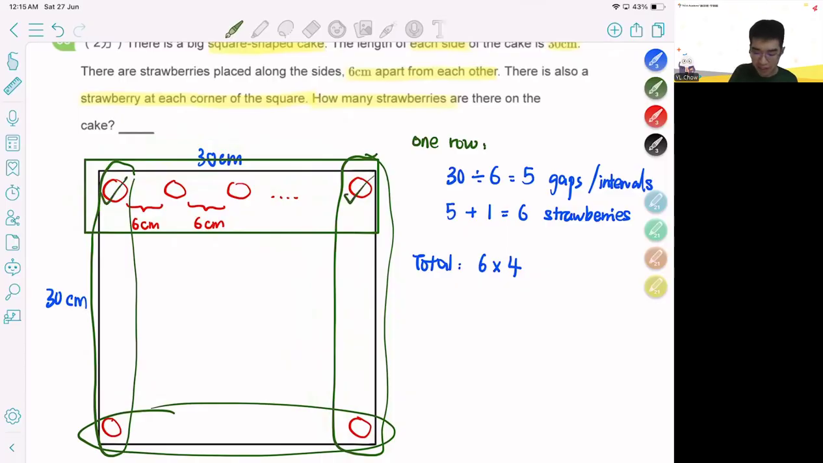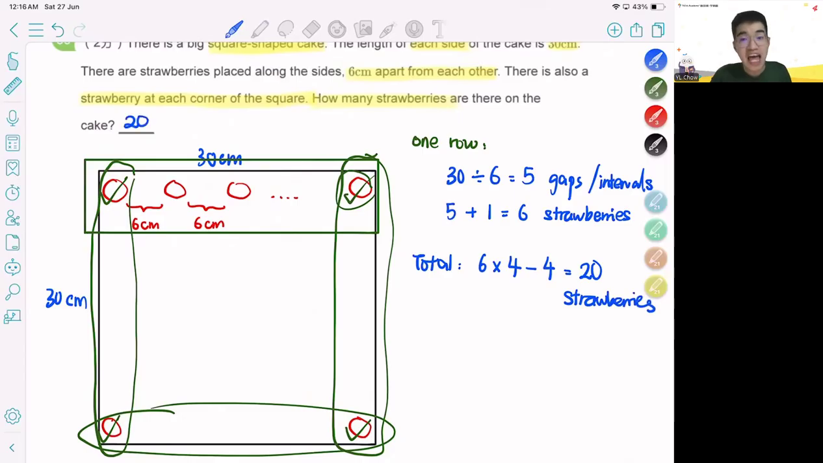Similarly, the strawberries here, here, and here are double counted since they are the overlap of 2 rows. I have counted them twice. So I cannot say I put 2 strawberries here. If I counted twice, I need to remove the overlap, remove the double counting. I have double counted 4 strawberries. So at the end, I will need to minus 4 to get the exact total number of strawberries, which is 20 strawberries. So you will get your answer 20.